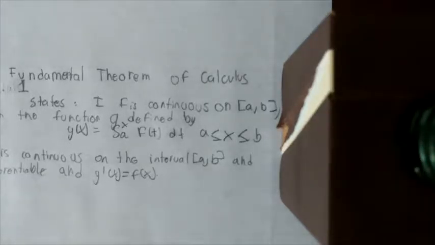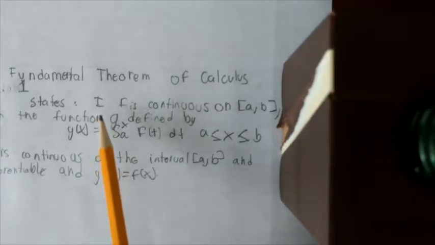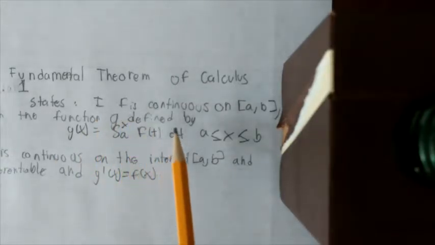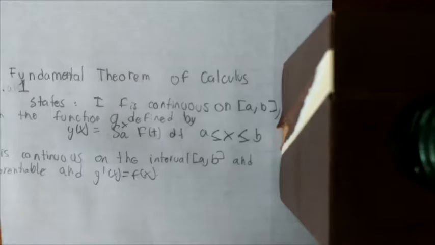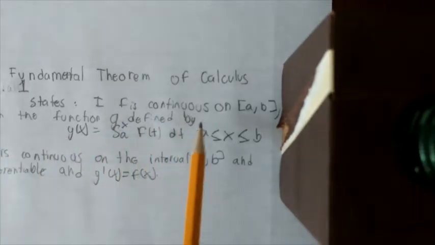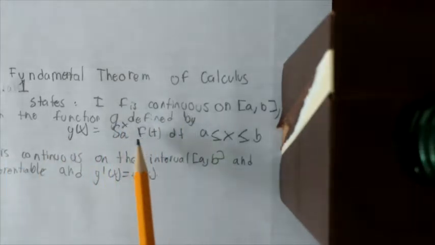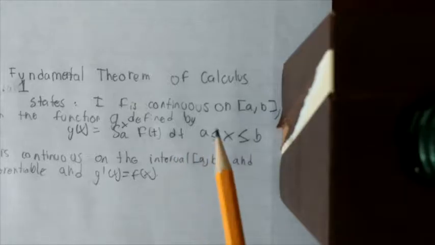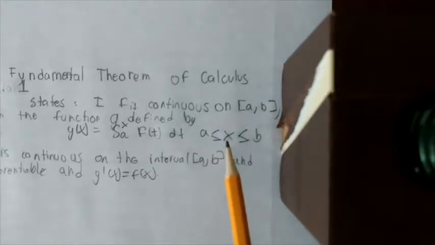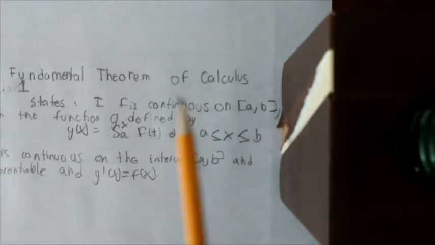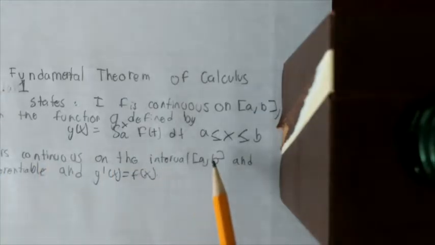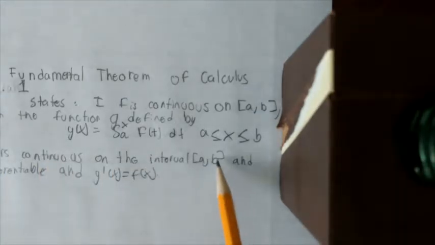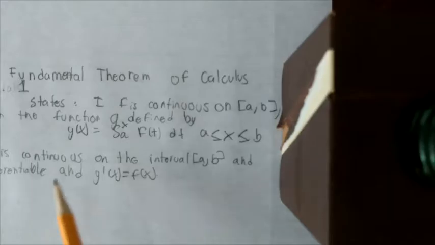So the fundamental theorem of calculus states, if f is continuous on the closed interval a to b, then the function g defined by the integral from a to x of f of t dt, when a is less than or equal to x and x is less than or equal to b, then the function g is continuous on the interval a to b and differentiable on the interval a to b. G prime of x will equal f of x.